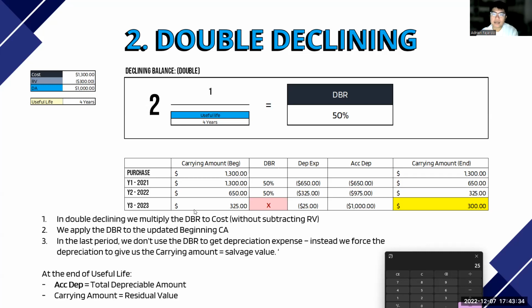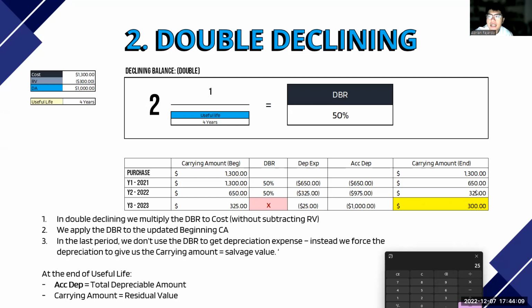So, to summarize, in double declining, we multiply the DBR to our cost of 1,300 without subtracting our RV at the first year. And then we apply the DBR to the updated beginning carrying amount. So, 650. So, in the next year, 650 times 50%. But, please remember, ito yung pinaka-important lang sa declining balance. In the last period, which in this case is 2023, we don't use the DBR to get the depreciation expense. Instead, we force the depreciation to give us the carrying amount at salvage value.